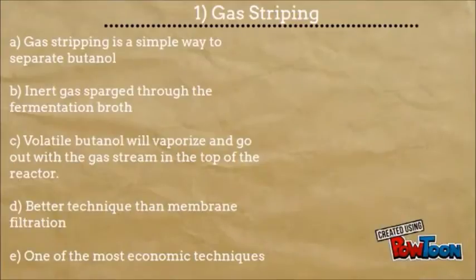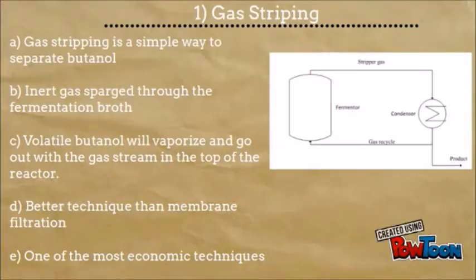Gas stripping is the simplest way to separate butanol. The inert gas will just pass through the fermented broth. Volatile butanol will be vaporized and go out with the gas stream on top of the reactor. This technique is better than vacuum refrigeration and is one of the most economic techniques.